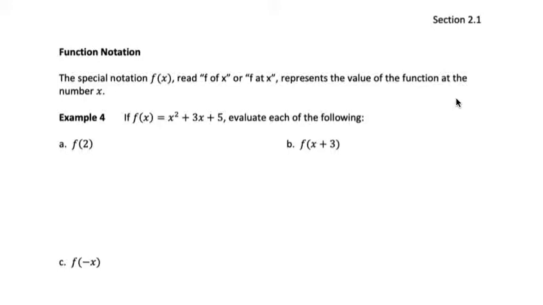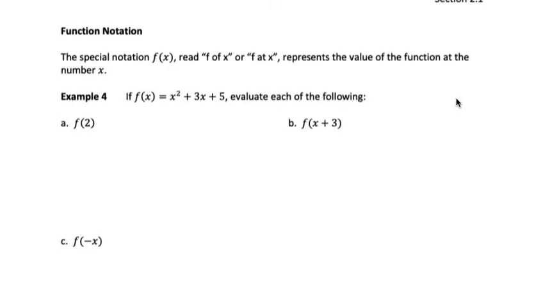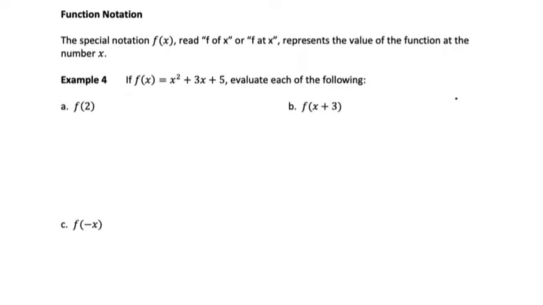So now we're going to look at example 4. It says if f of x equals x squared plus 3x plus 5, evaluate each of the following. A is f of 2. So that means we're plugging in 2 for x. So I'm going to replace every x here with a 2. So we're going to have 2 squared plus 3 times 2 plus 5.